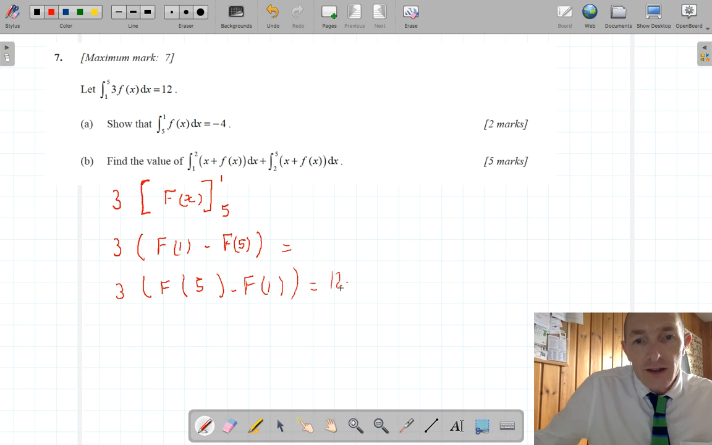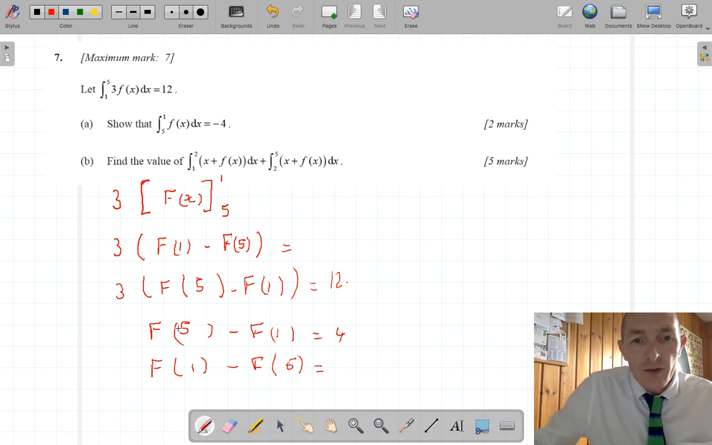Well, I could do 3 and divide that by 12, so that's going to give me F(5) minus F(1) is going to give me 4. So I divided both sides by the 3. So the reverse of this, which is what I want here, would be to multiply everything through by negative 1. So that becomes times negative 1. This one's times negative 1. And finally, the 4 is times by negative 1. So that's the start. And the second part is here, which we'll do on the next screen.